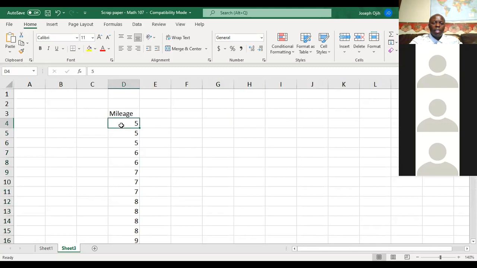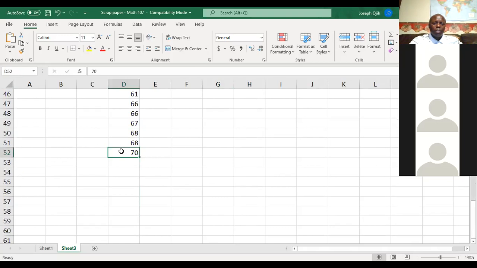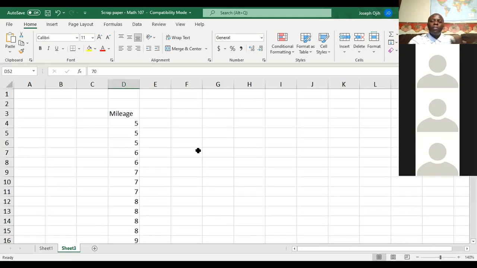The smallest number here is 5. The largest is 70. Now, suppose I want to use this to make a frequency distribution. Excel uses a different method, different in a way, because they call it bin.